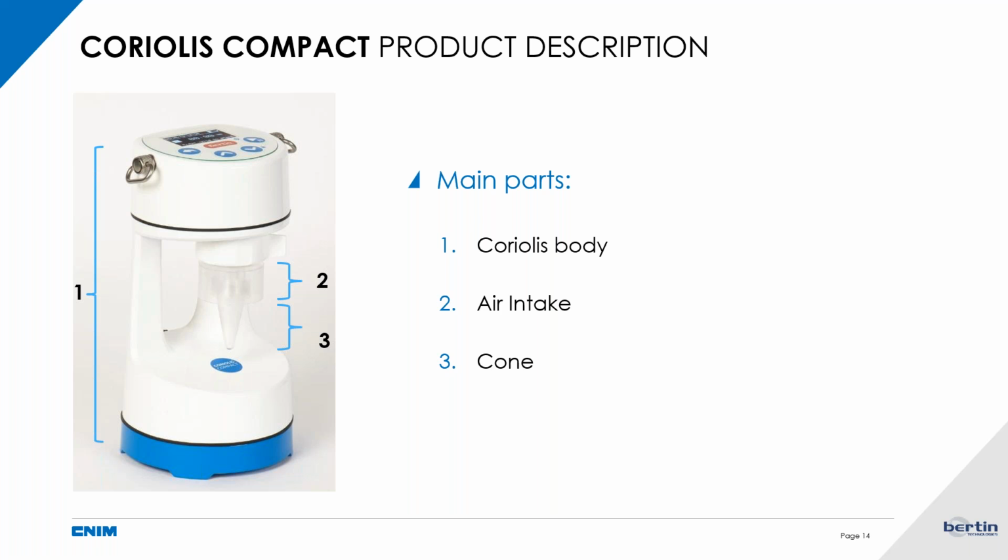Regarding the product description, you have the Coriolis body, which is in one piece. You have the air intake, which is a consumable, as is the cone, which is screwed on the air intake directly.